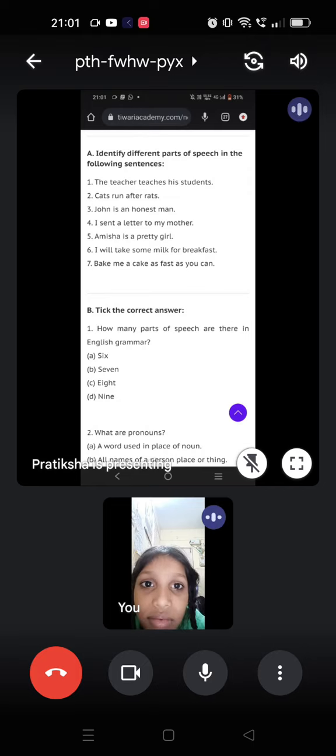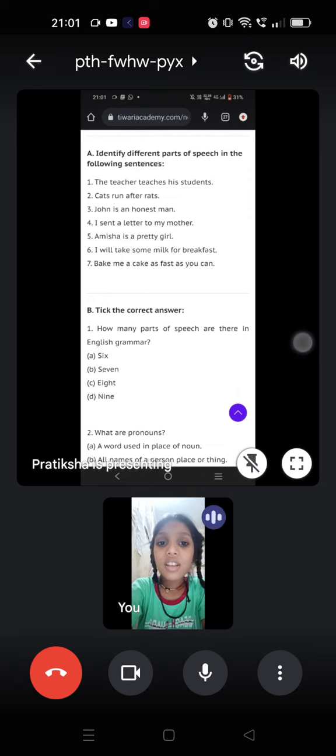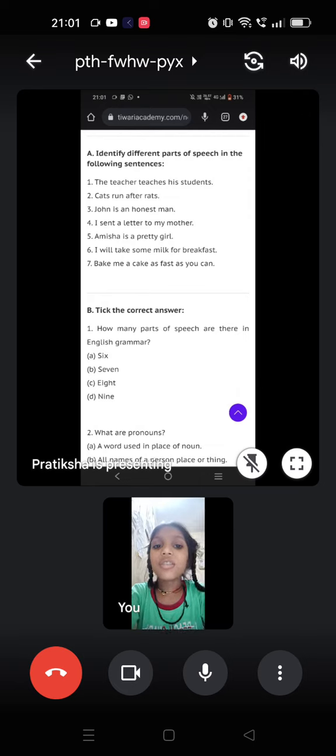Read. Question number A, identify different parts of speech in the following sentences. You have to say, is there any noun here or verb here or interjection here or what is it? You don't have to tell me the type of sentence. Okay? Read the first sentence. The teacher teaches his students. No. Read it properly. The teacher teaches his students. Okay.